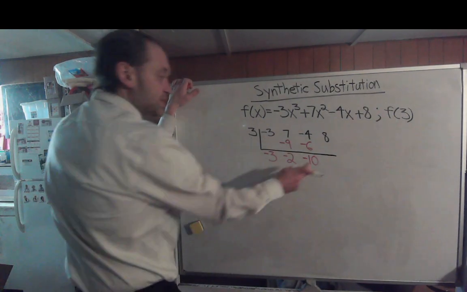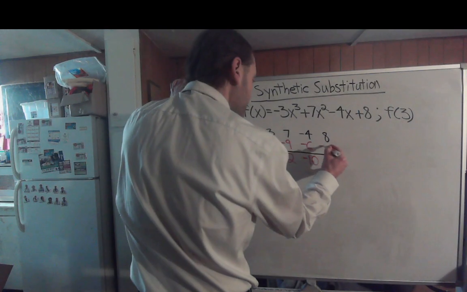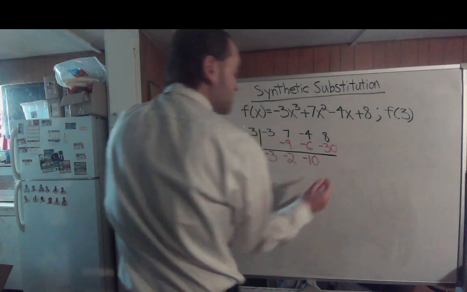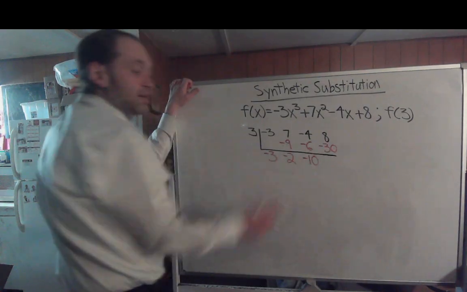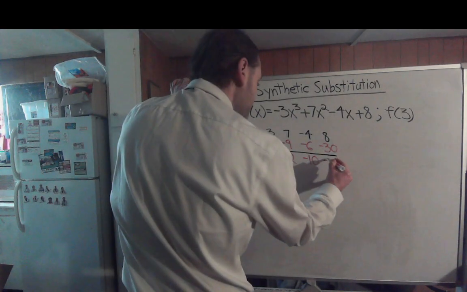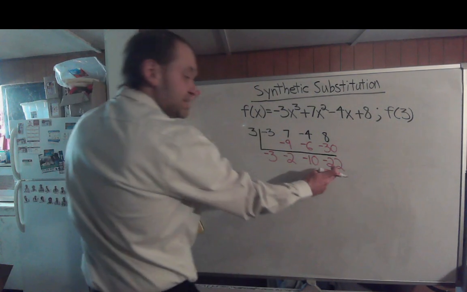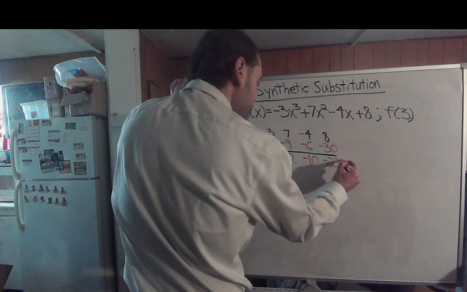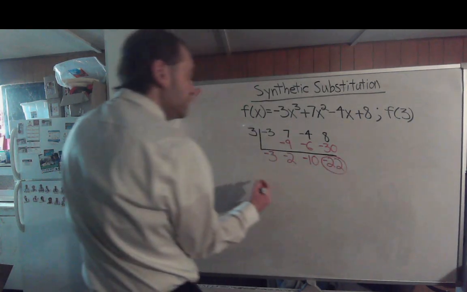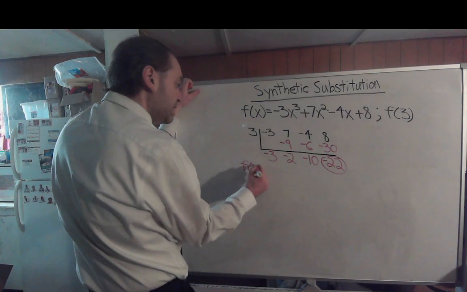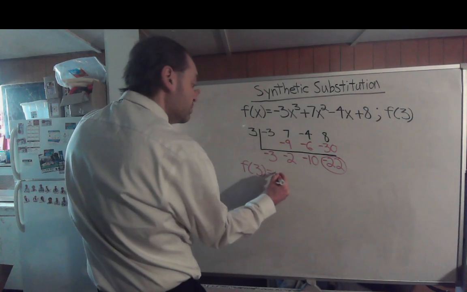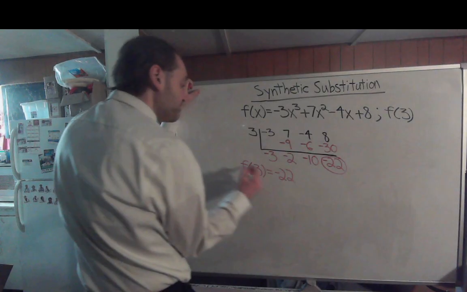What's 3 times negative 10? That's negative 30. Alright, then last, what is 8 plus negative 30? That would be negative 22. So you get a value, the very last number you get on the right is negative 22. So that would be the value of the function. So f of 3 would equal negative 22.